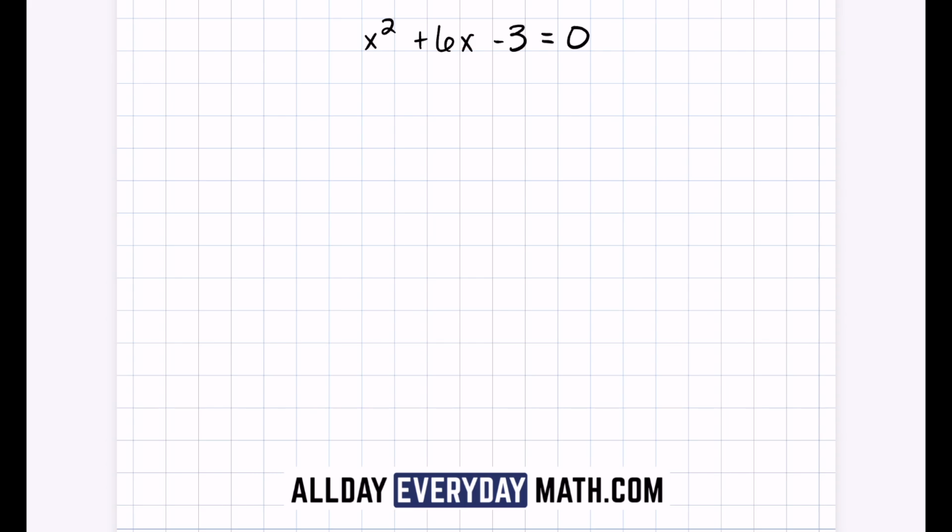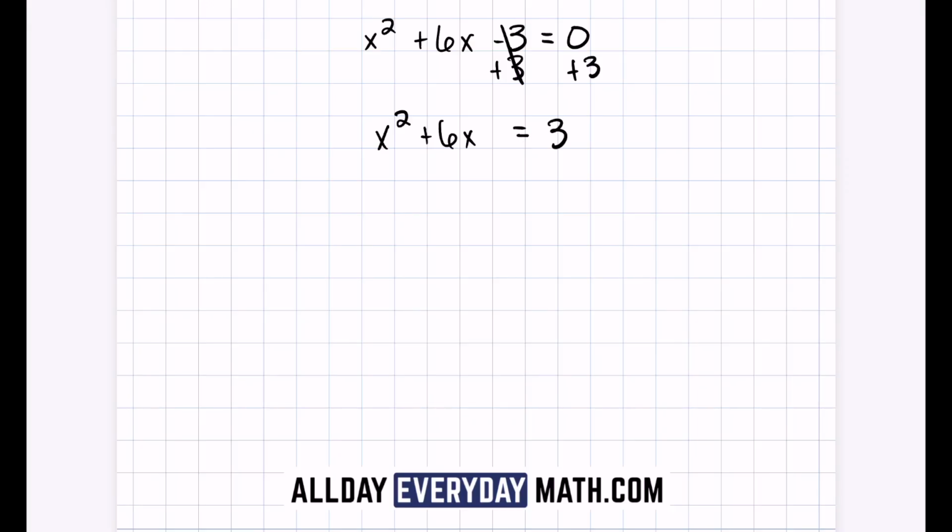So the first thing we're going to do is we want to move the constant to the other side of the equal sign. So we can do that by adding 3 to both sides. So that will cancel and leave us with x squared plus 6x is equal to positive 3.